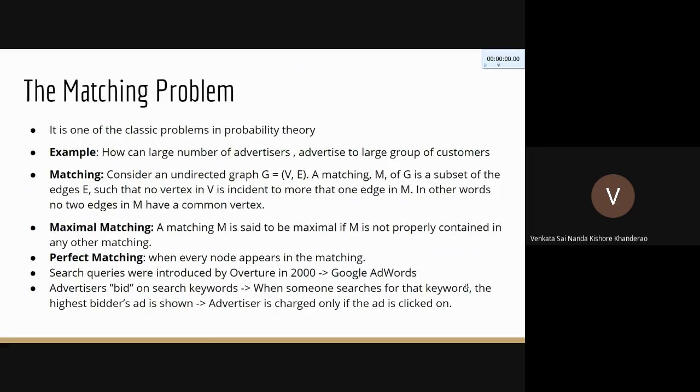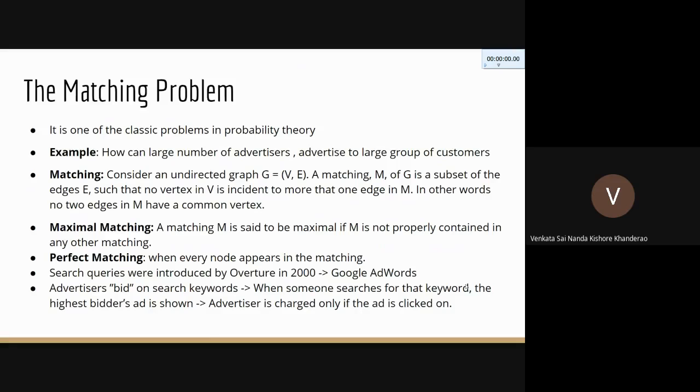Thanks, Maheshwar. This is Venkata, and I'm going to talk about the matching problem, which Prashant had discussed earlier. The matching problem is one of the issues with advertising and target-based advertising. It is one of the classic problems of probability theory. In terms of a simple example, I can describe the matching problem as follows: suppose there are a large number of advertisers and they want to target large groups of customers for target-based advertising.